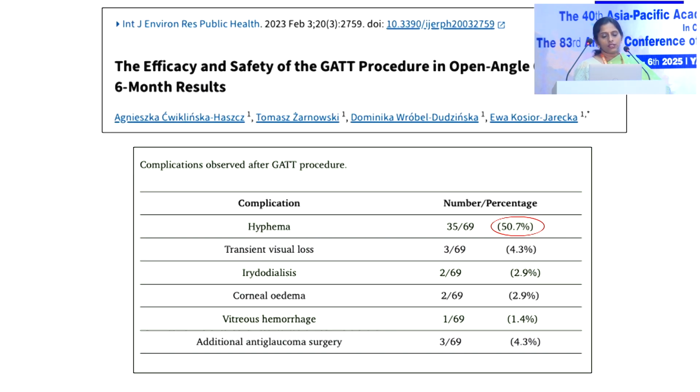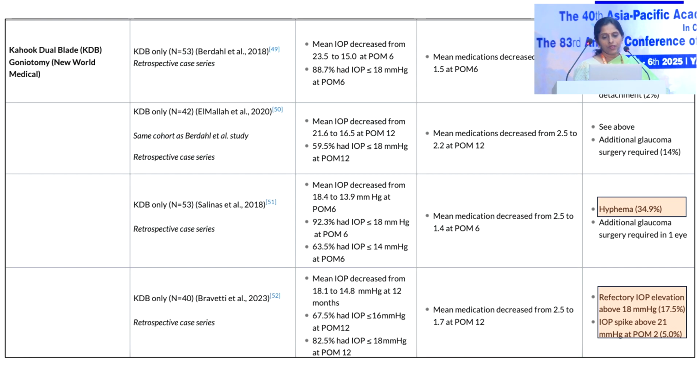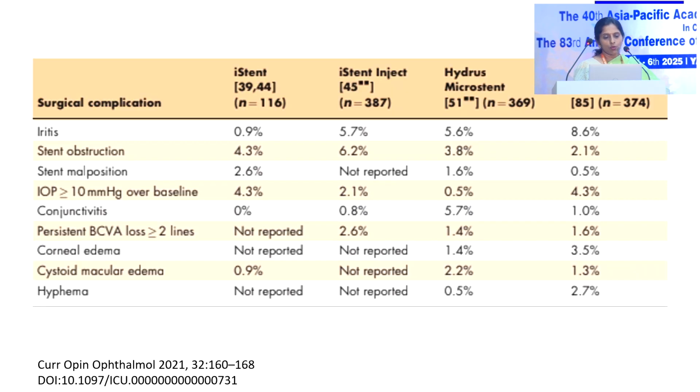And reviewing the literature looking at the complications, the GAT complications, or any complication for that matter with any of the MIGS, the most common complication is hyphema. Whether it is with GAT or KDB, it's mostly hyphema.